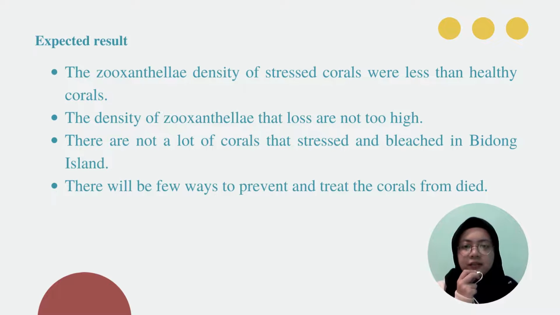For the expected result, the zooxanthellae density of stressed corals will be less than that of healthy corals. Next, the density of zooxanthellae lost is not too high, and there are not a lot of corals that are stressed and bleached in Redang Island. And lastly, there will be a few ways to prevent and treat the corals from death.